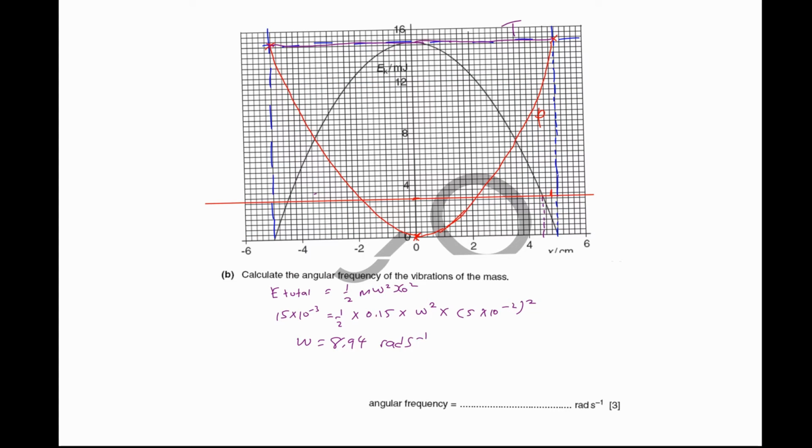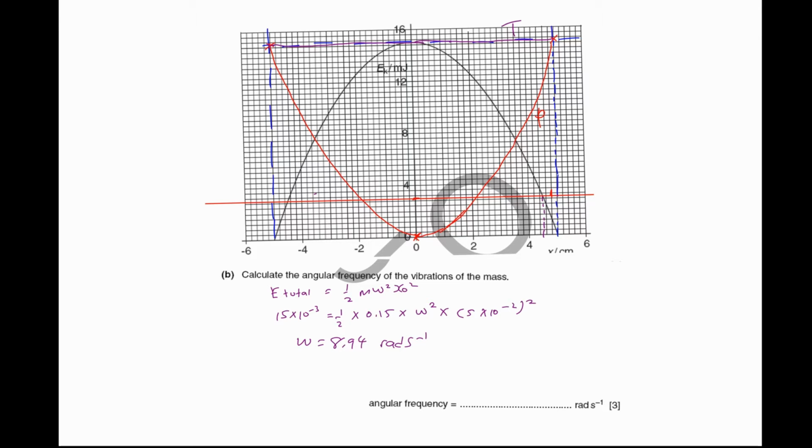Now for the next part, if you want to find the angular frequency of the vibrations, remember I told you the fastest way to find angular frequency omega is to use 2 pi f or 2 pi over period. But do you know the period and frequency from this graph? You cannot get period or frequency because this is energy versus displacement. There's no time at all. But you can find the omega from the value of the maximum energy.